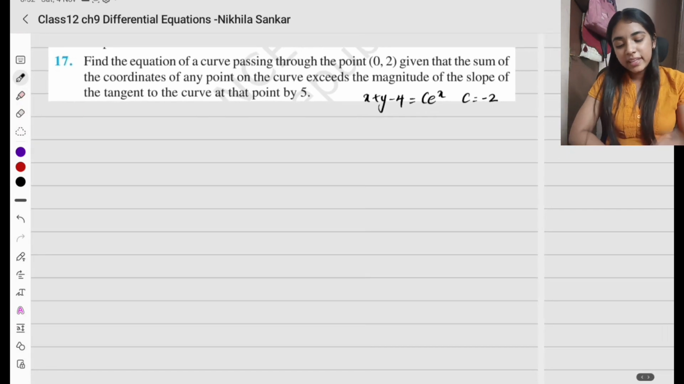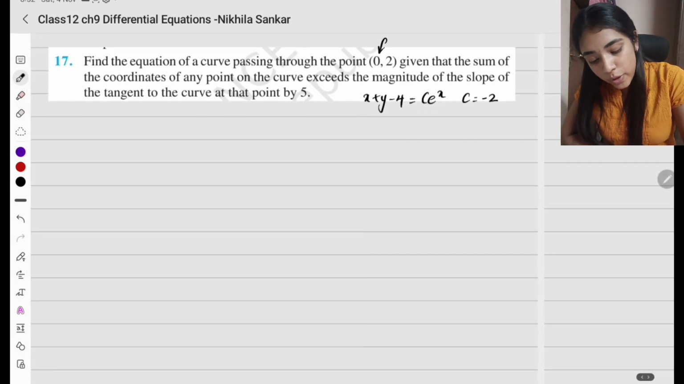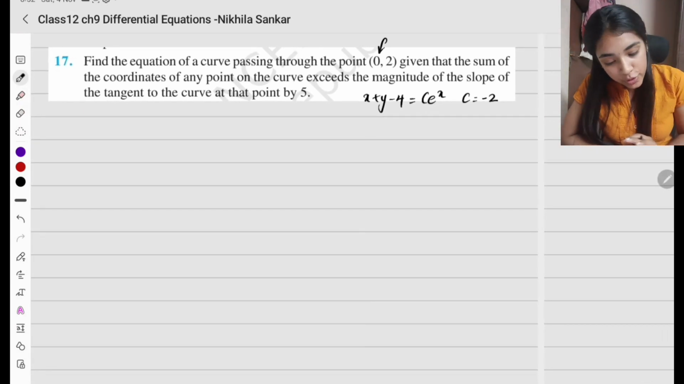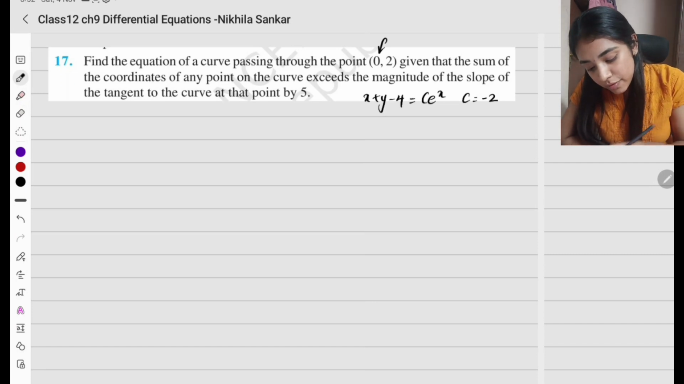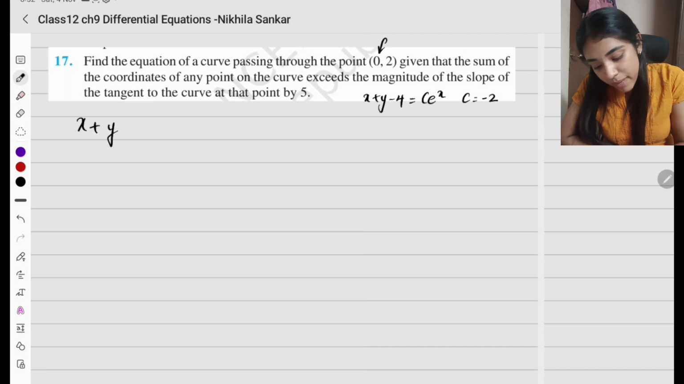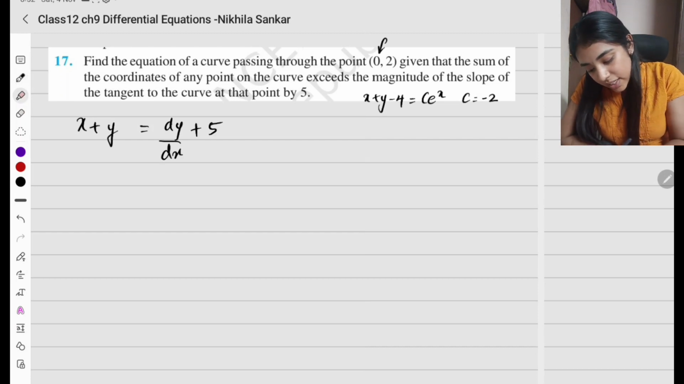Question number 17. Find the equation of the curve passing through the point 0, 2. Particular solution கொடுத்துட்டாங்க. Given that the sum of the coordinates exceeds the magnitude of the slope by 5. அதாவது you understand the sum of the coordinates.